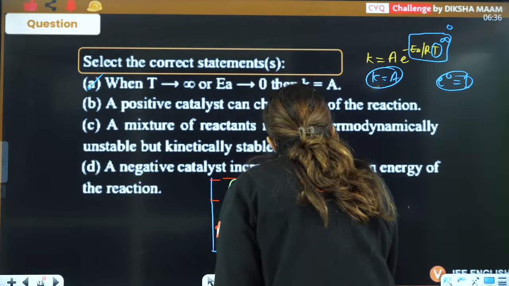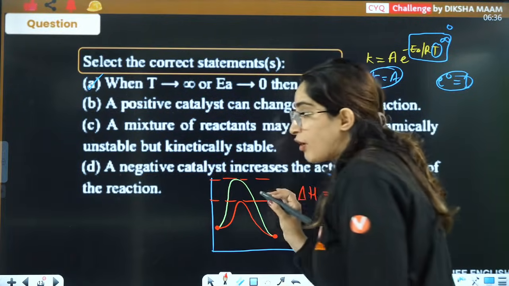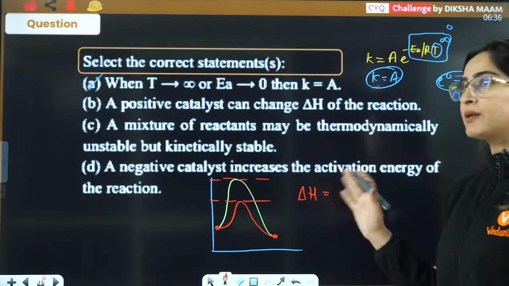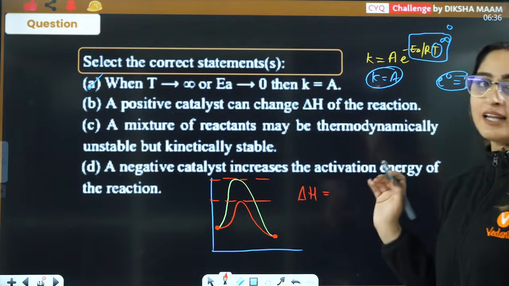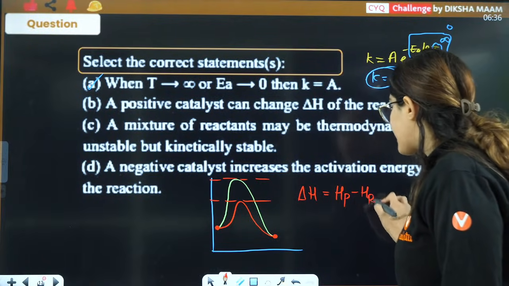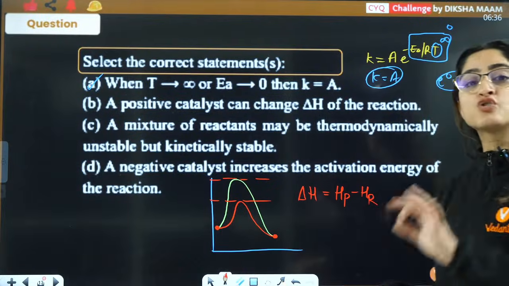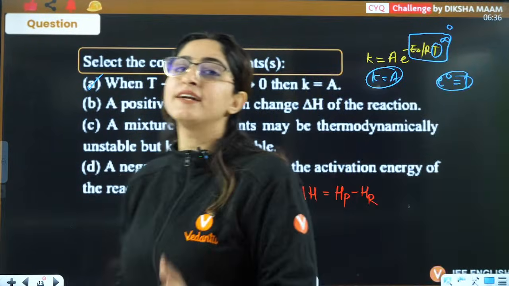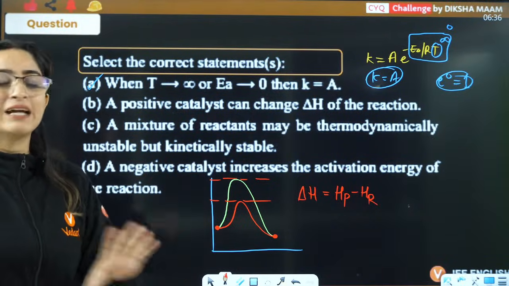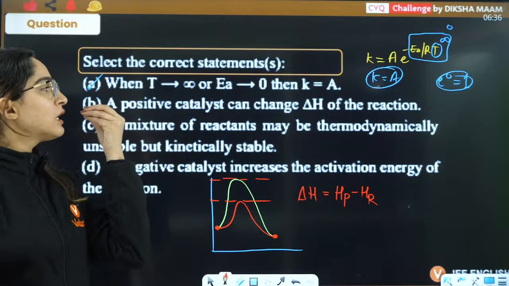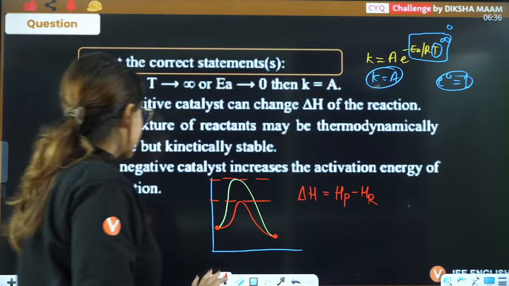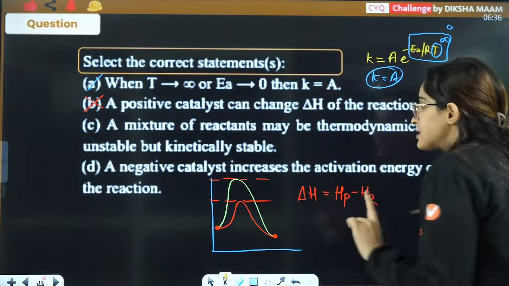We know that delta H, from thermodynamics, is not a path function, it's a state function. It only depends upon the final and initial state. So it only depends upon the heat of product and heat of reactant, which is not changed by the catalyst. Then how can it change the delta H? So it changes only the activation energy. It does not change the delta H of the reaction, right? So this statement is absolutely not correct, right? Let's see the third statement here.